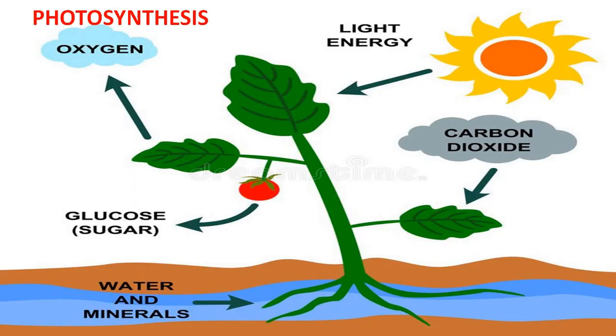Green plants make their food in the presence of sunlight. The energy of the sun is used up for this process.